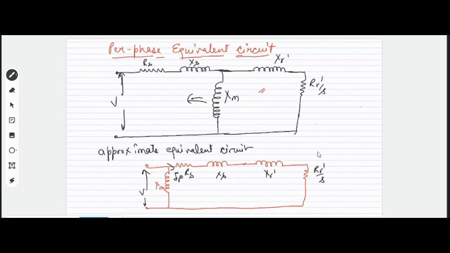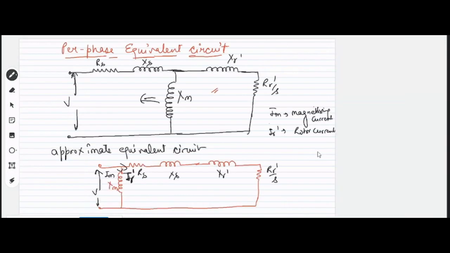Now the current that will be flowing over here will be counted as the rotor current, IR, right? The current flowing in this branch will be counted as rotor current, and the current flowing in this XM will be counted as magnetizing current, right? Where IM will be the magnetizing current, and IR dash will be the rotor current. Okay. So can you get the value of rotor current for this equivalent circuit? Yes or no?